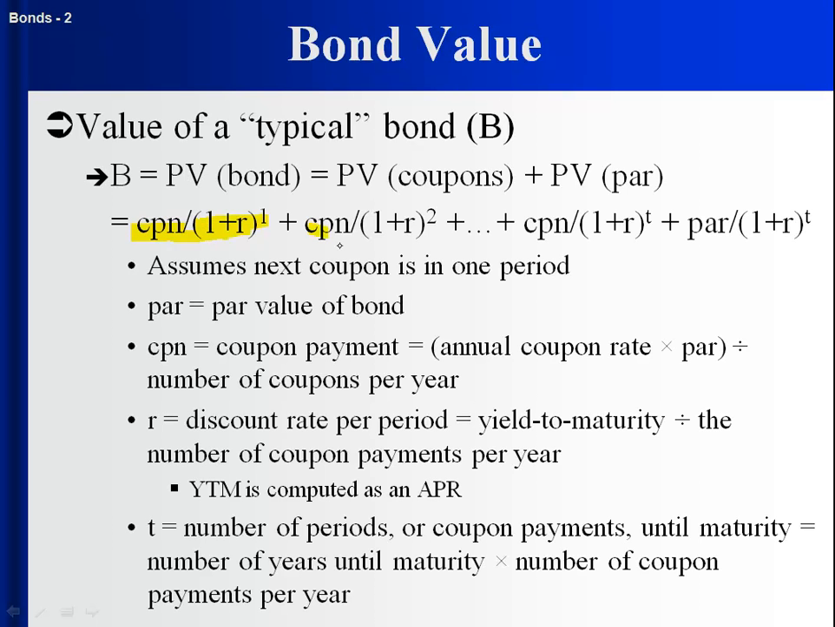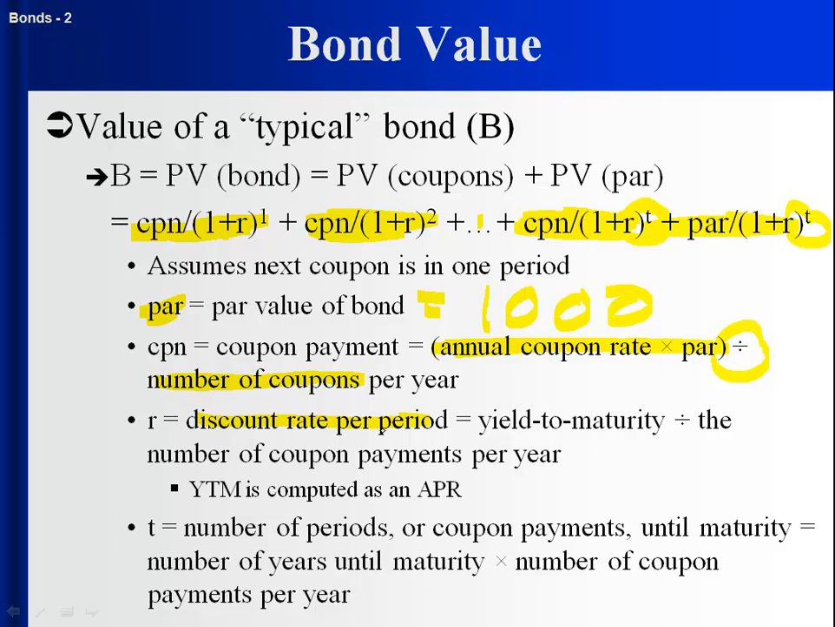So again, here's the equation for it. Coupon over 1 plus r, plus coupon over 1 plus r squared, all the way out to the very last coupon, if there's T of them, plus par value at time T. Par value is just the par value of a bond, which is equal to $1,000 in this class. Coupon is the coupon payment. Remember, it's the annual rate times par, which captures how much is paid in coupons over the course of the whole year. Then you have to divide by the number of coupons per year to get what each coupon is.